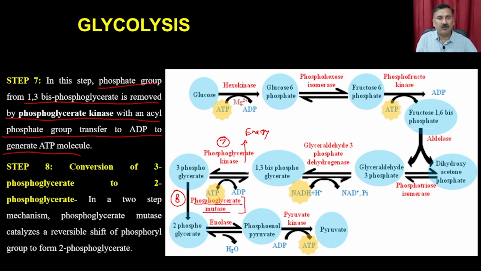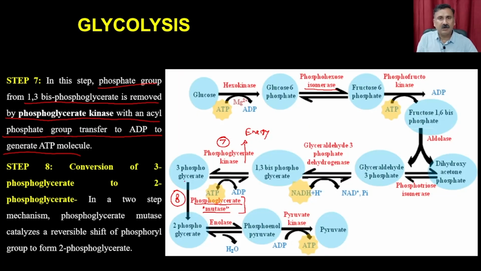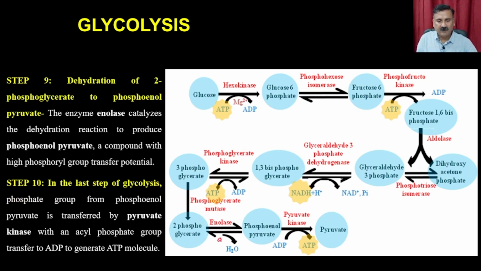Remember that when we were discussing the nomenclature, we said that sometimes you use the term mutase, sometimes you use the term isomerase. So these are different class examples of enzymes which catalyze different types of reactions. In one case, you are converting glucose into fructose, so you are changing the functional groups present on the molecule. Whereas in this case, you are shifting the phosphate from one position to another position, and that's why this is called mutase.